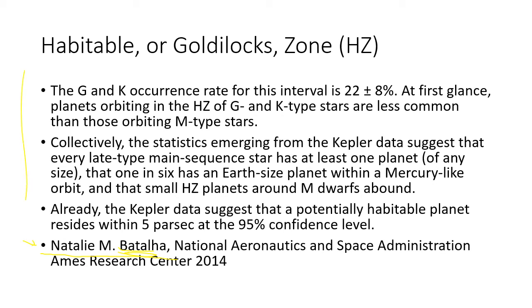And I found a review paper by her that talked about this stuff and talked about the habitable zone. She refers to it as HZ in her paper. So this is just straight out of her paper. She finds that planets orbiting in the HZ are less common for G and K stars than they are for M-type stars.